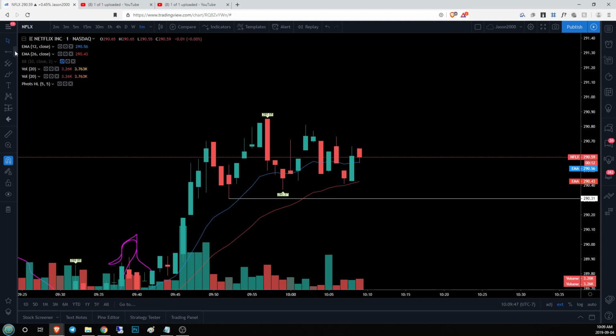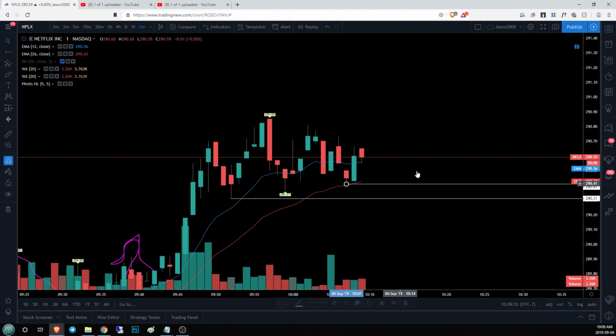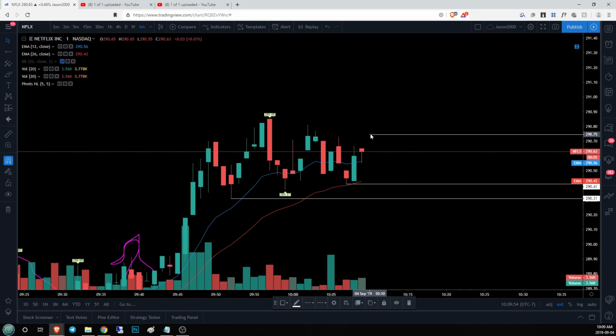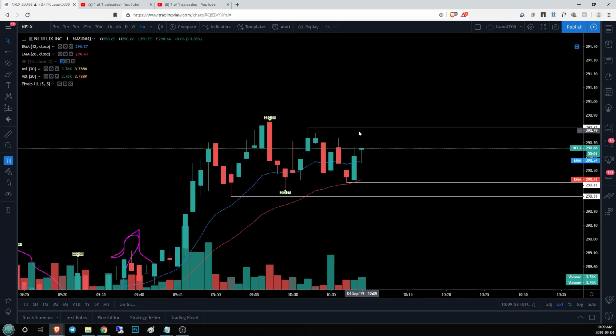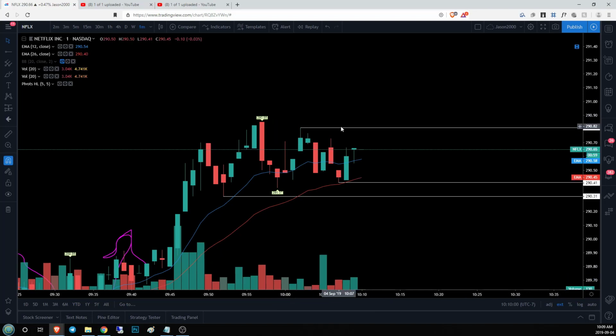So we're going to watch some key levels and see what breaks first. Right now, this is our low right on the EMA 26 time frame for 1 minute. And 290.81 is going to be our last high on the 1 minute. So whichever one breaks first, standard EQ rules apply.